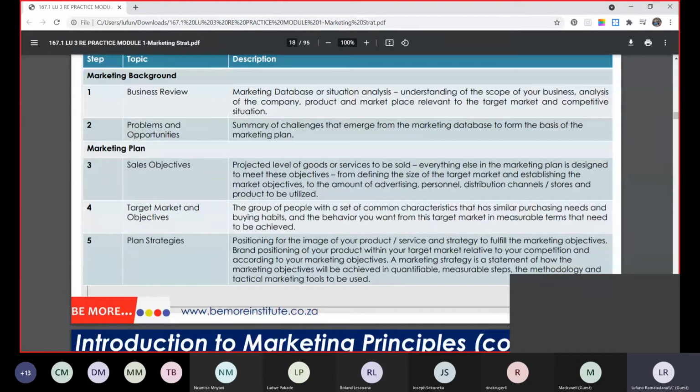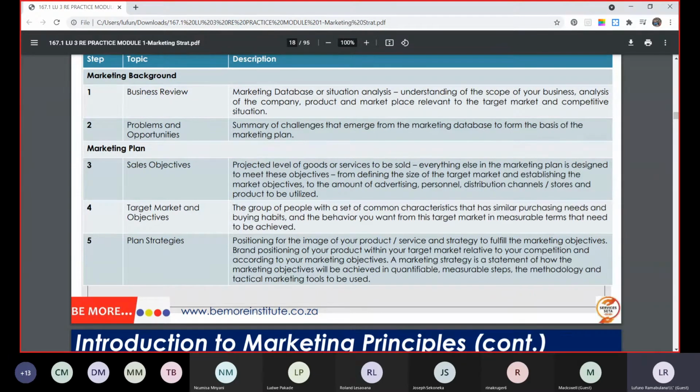Then when we look at the actual marketing plan, we have your sales objective, which is the projected level of goods or services to be sold. How many are we looking at selling? Everything else in the marketing plan is designed to meet these objectives. So this is very critical, from defining the size of the target market and establishing the market objectives, to the amount of advertising. How much do you need? How far do you go? Your personnel that is needed, your distribution channel or channels or your stores, the products to be utilized.